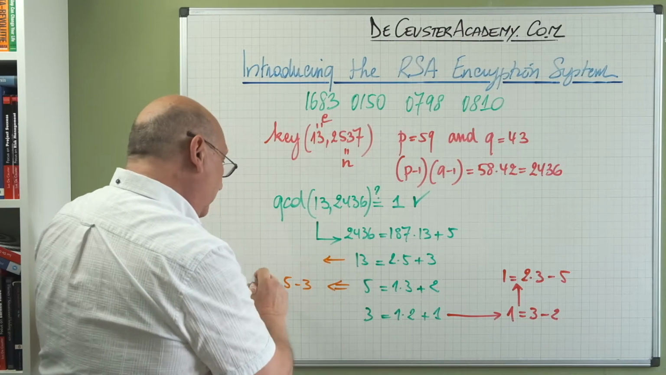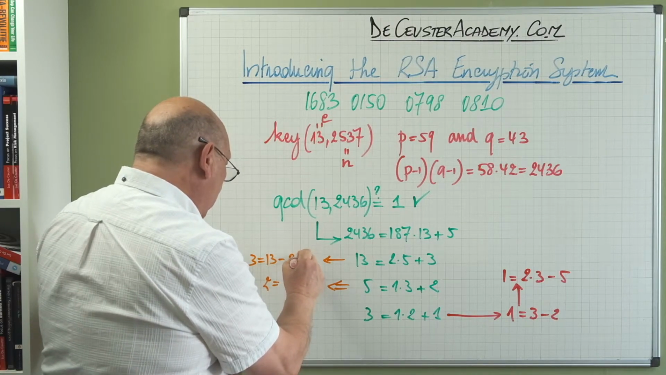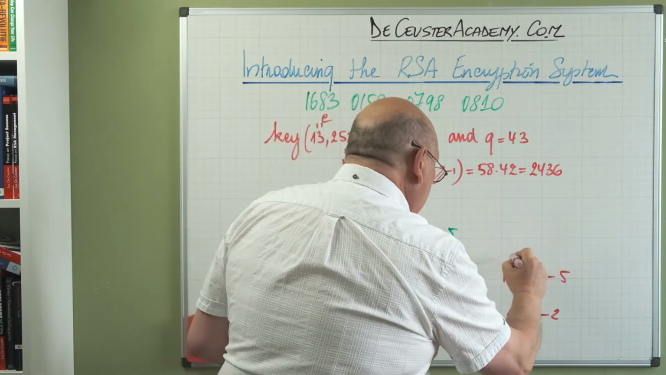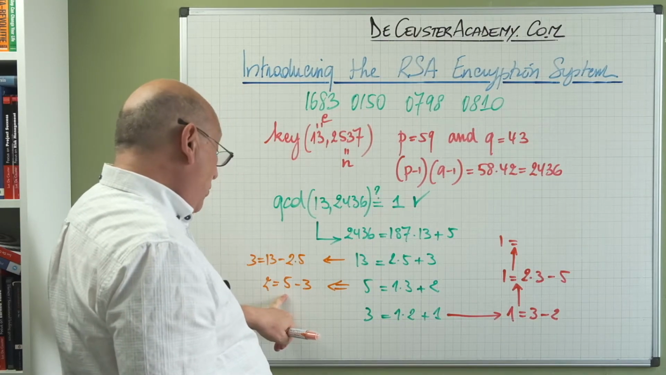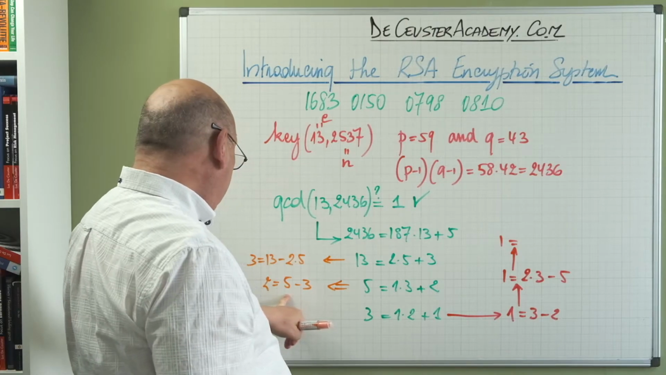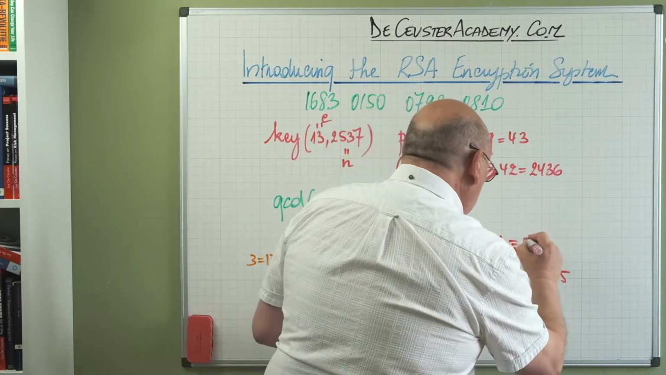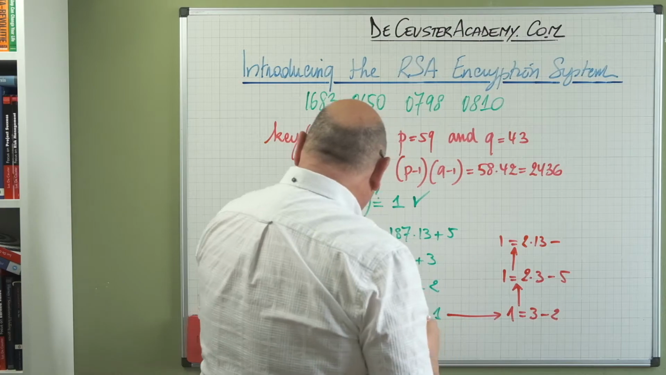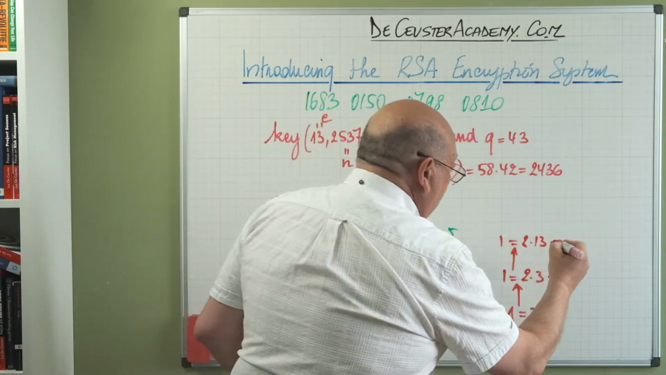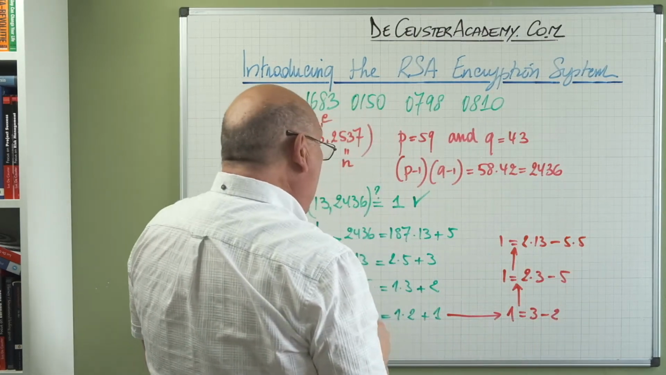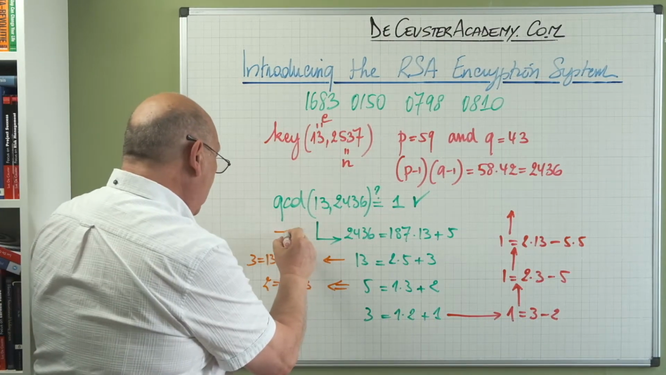Now we have to replace 3. And 3 is equal to 13 minus 2 times 5. We bring that value in here again. So we have 2 times 13 minus 4 times 5 minus 5, which is 5 times 5. And the last step, where we will find the inverse, we use this last formula.